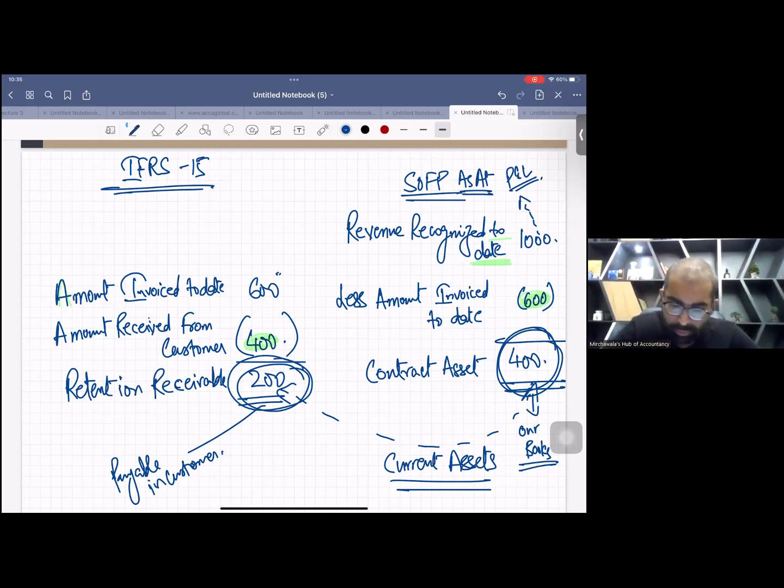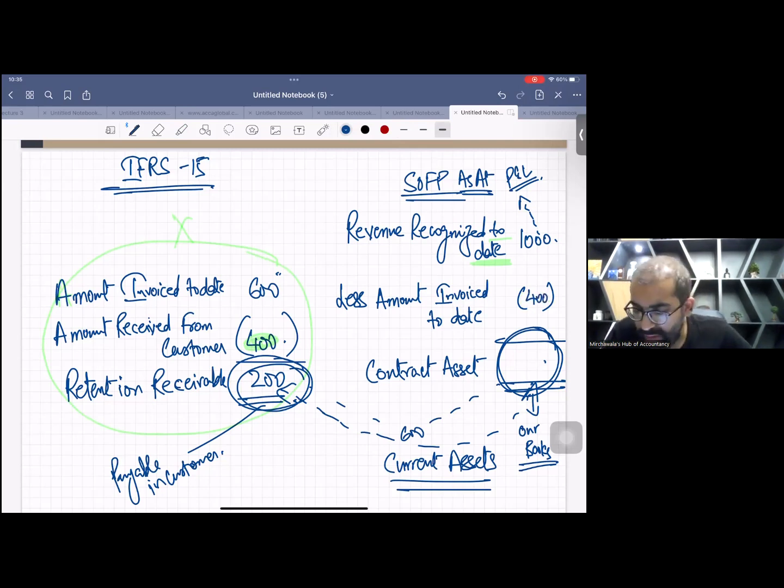But sometimes what people do, listen, just forget this. You know the total answer is 600. 400 plus 200, the total answer is 6. There is a shortcut. What people do, they simply write the amount received here. They simply write, see, the amount received is 400. If I directly write 400 here, I'll get the 600 amount of contract asset here.